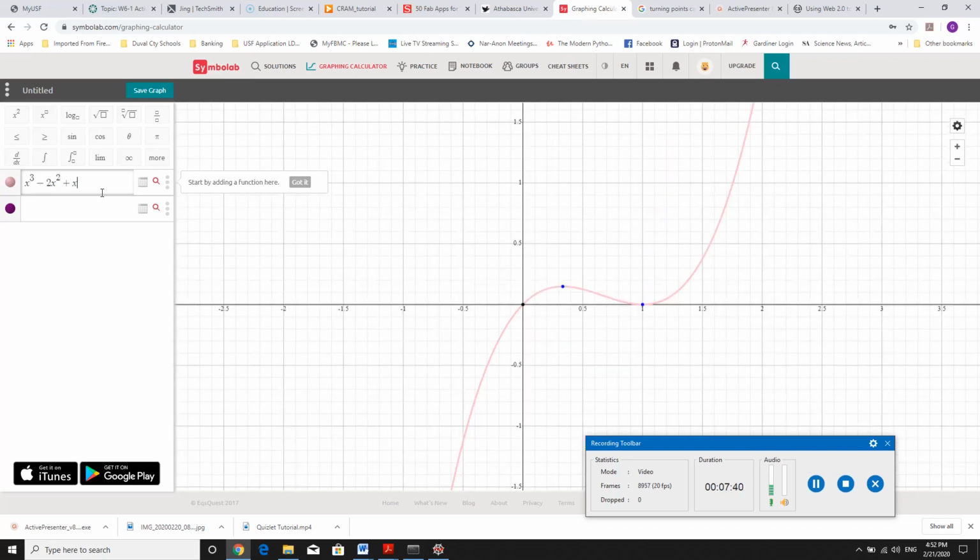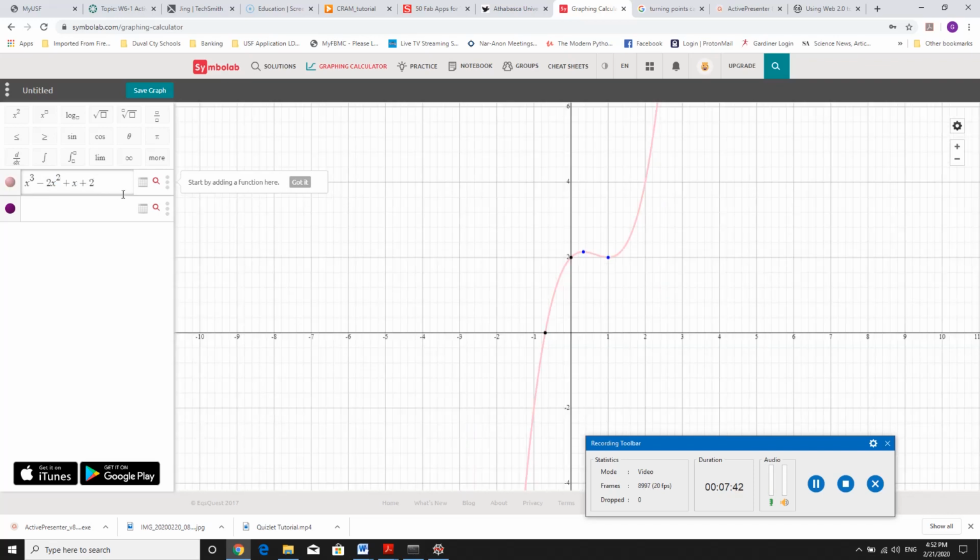plus x plus 2, you can definitely see there is indeed a local maximum at 1/3 and a local minimum at 1. So students can immediately go straight to the graphing calculator and visualize what all the calculus work they did to find the critical points, turning points I mean to say, of the function. Another example I would really like to show is that you can even visually look at derivatives.